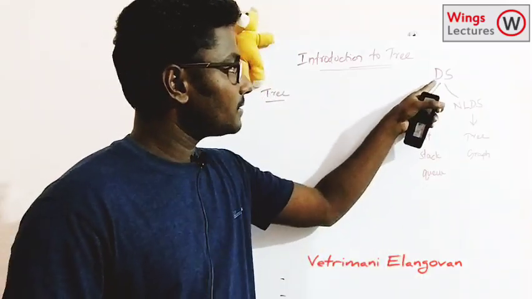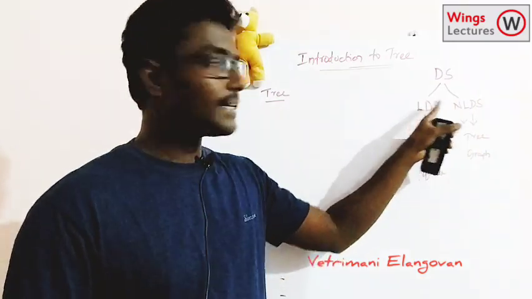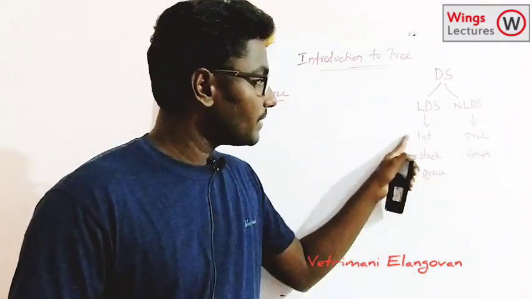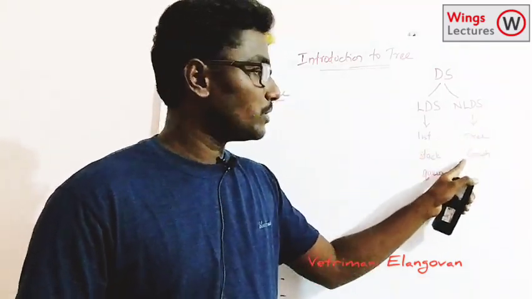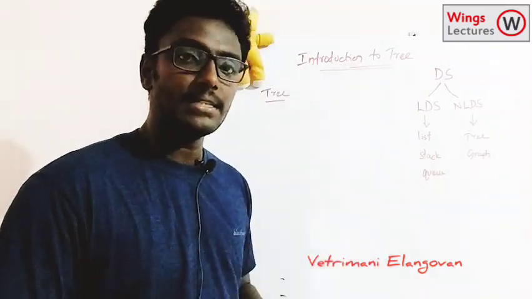Under data structures we have two different types. One is linear data structure and the other is non-linear data structure. Under linear data structure we have three different types, and under non-linear data structure we have two different types we are going to study. The first one is tree and the other is graph.